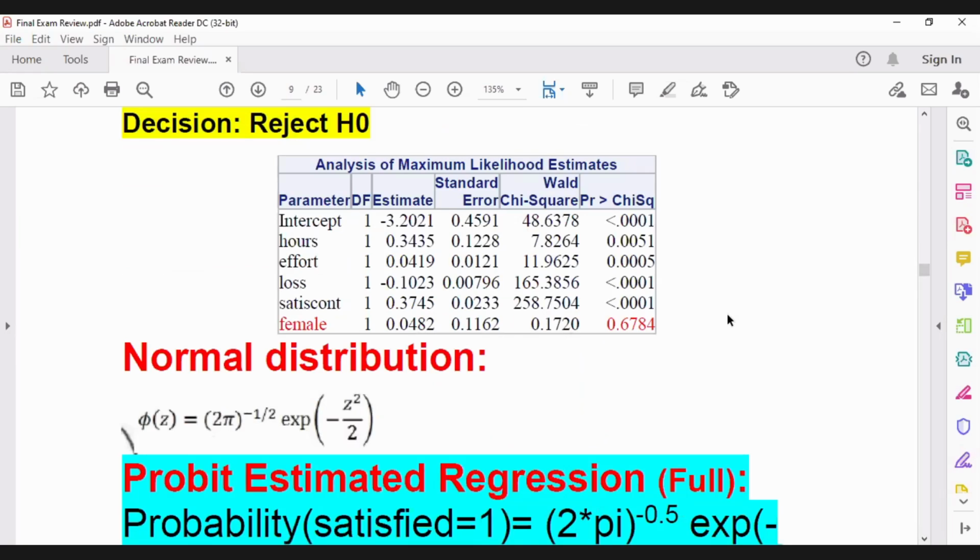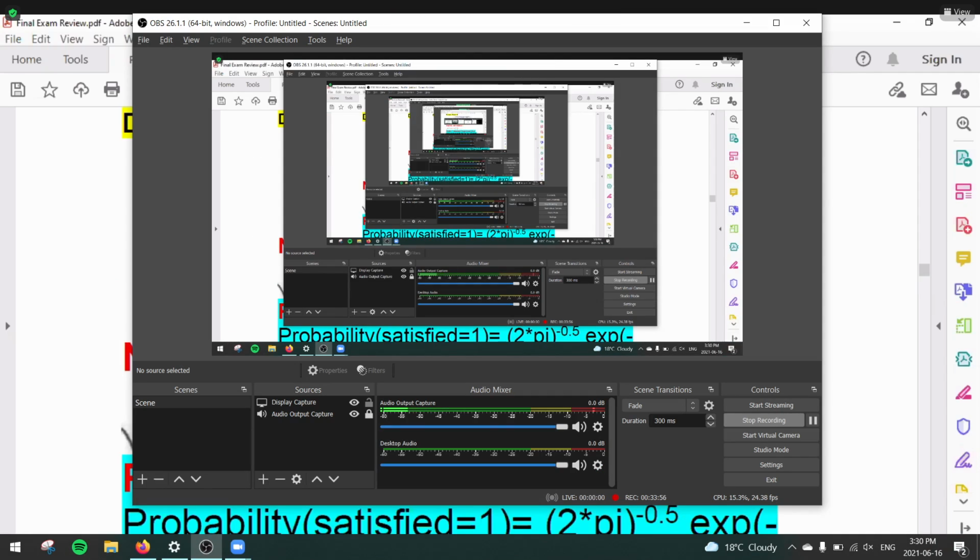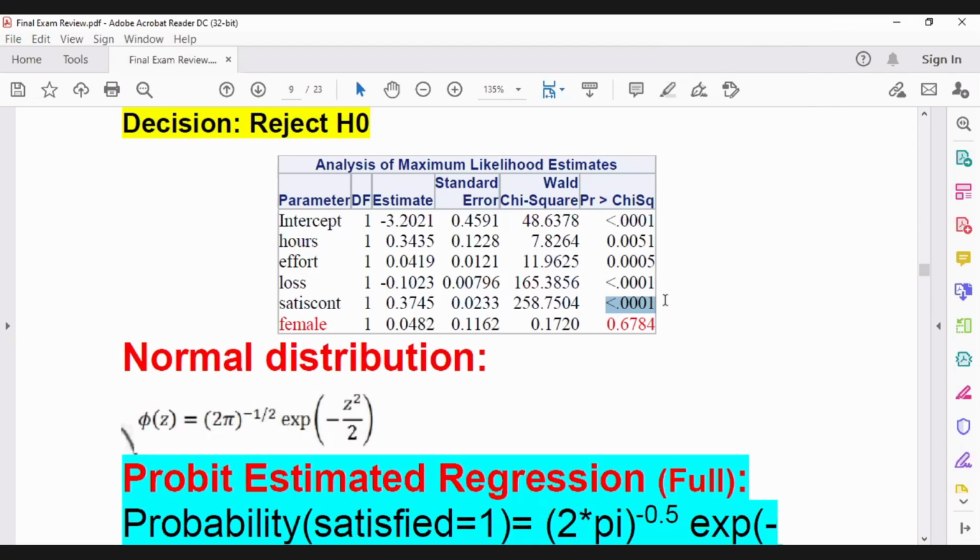So we got estimation results from the probit model. We got intercept significance, hours significance, effort significance, loss significance, satisfaction significance. However, the female coefficient is not significant.